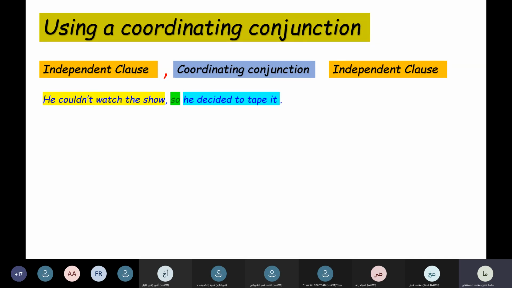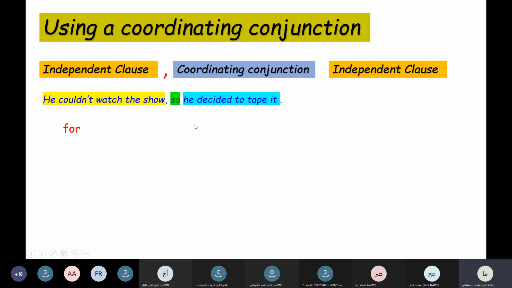He couldn't watch the show. You realize that the sentence is what? Is a meaningful one. He decided to tape it. Also here, you know, it has what? A complete meaning. So we can join the two independent clauses with a coordinating conjunction.